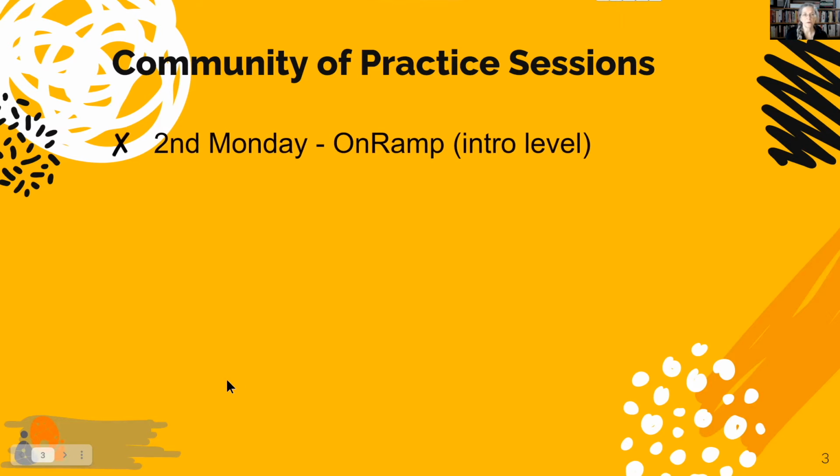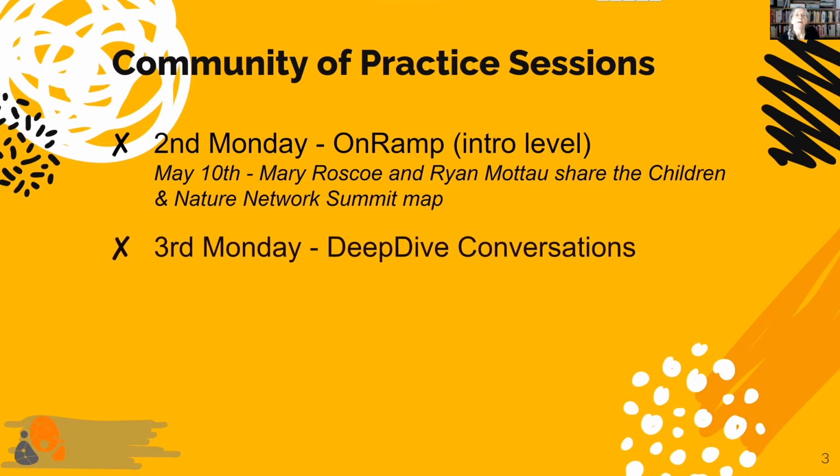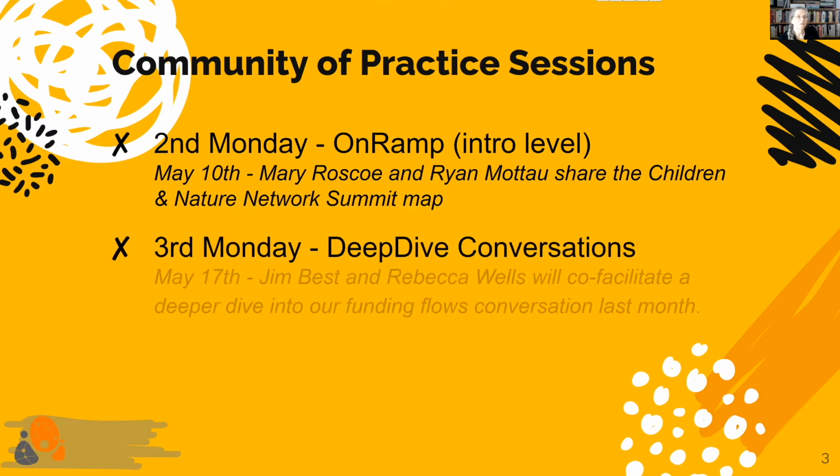For those of you who are new, we do 3 sessions a month. One is on the second Monday, which is an on-ramp, an introductory level session where someone from the community shares a map they've been making. On May 10th, Mary Roscoe and Ryan Mateau will share the Children of Nature Network Summit map. On the third Monday, we have deep dive conversations.